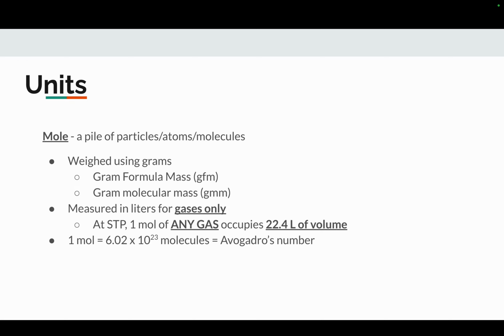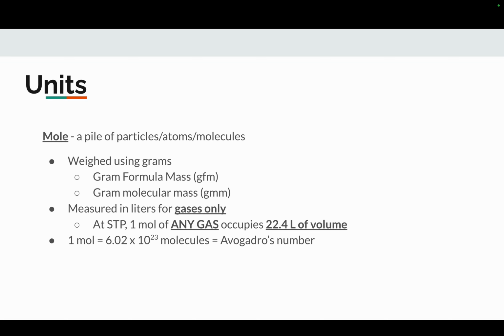Now, a mole of a gas can be measured through liters, and this is a unit of measurement of volume. And at STP, which is standard temperature and pressure, I'll go over what that means later, in case there's somebody who forgot from Regents chemistry, 1 mole of any gas occupies 22.4 liters of volume at standard temperature and pressure.